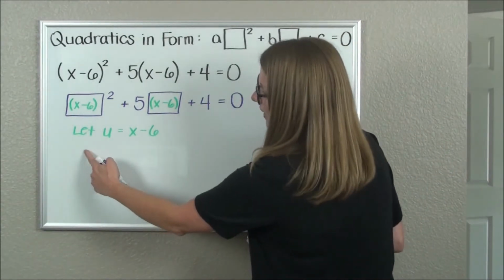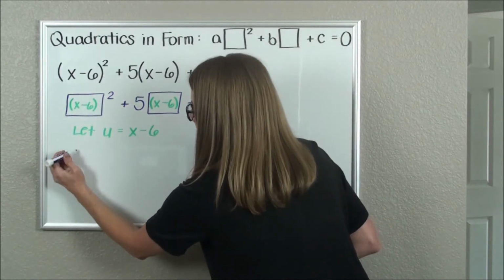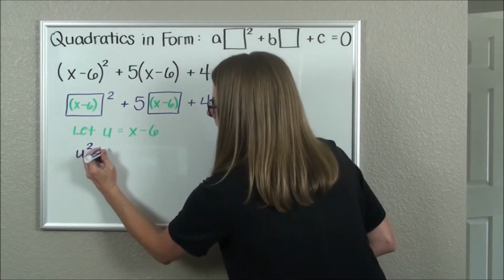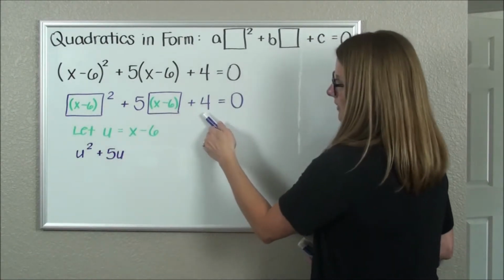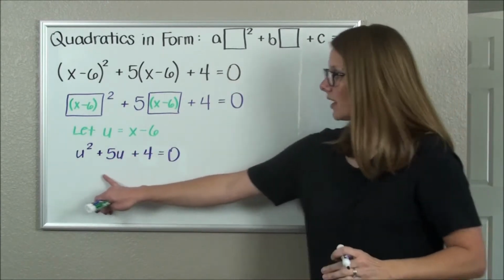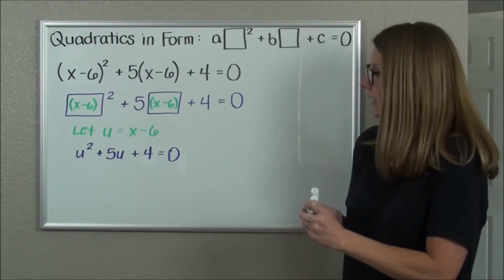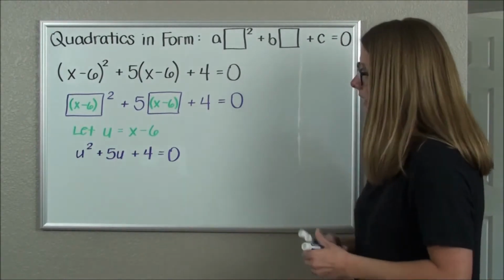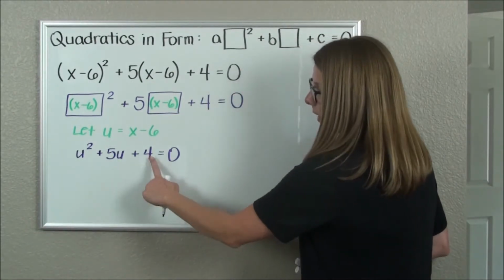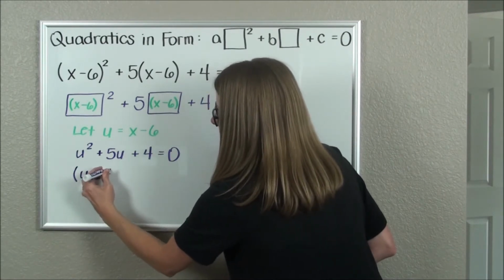And so now what I have, if u represents x minus 6, this now says u squared plus 5 times u plus 4 equals 0. And this is another quadratic equation, but this looks a lot simpler than the original one. What I can now do is I can solve this equation. It is a trinomial set to 0, so let's go ahead and use an x box to factor what multiplies to 4 and adds to 5. That's going to be 4 and 1.